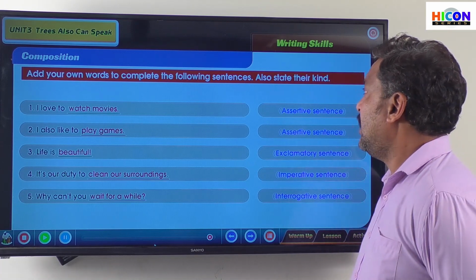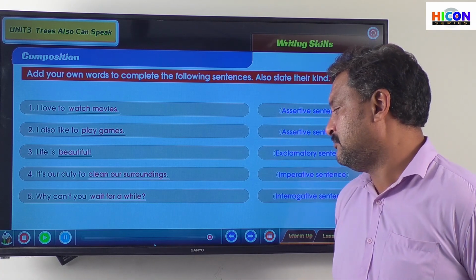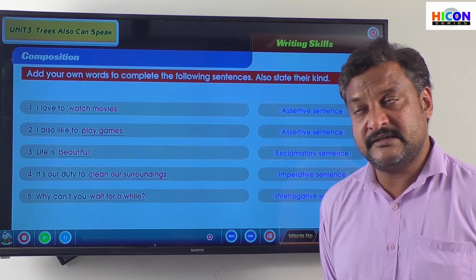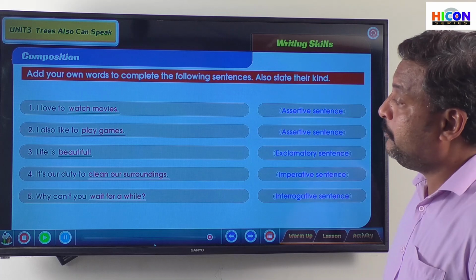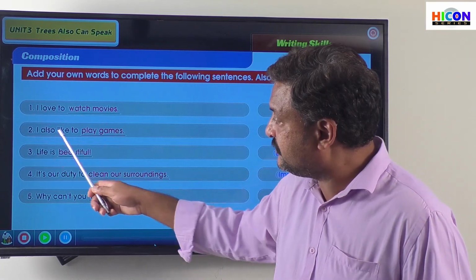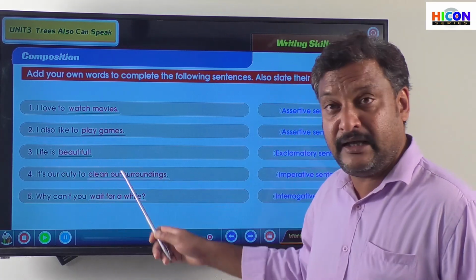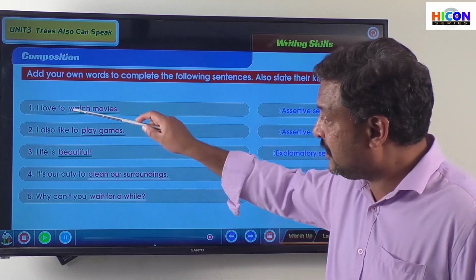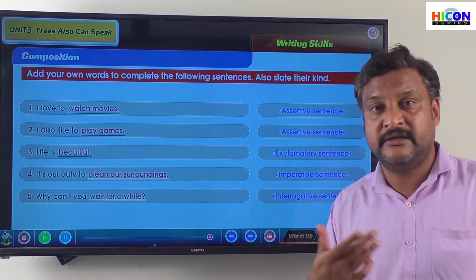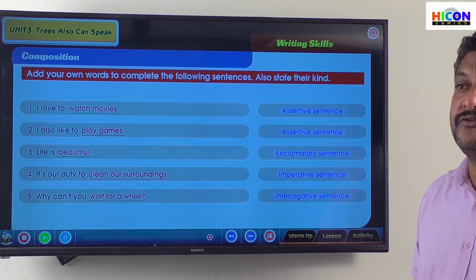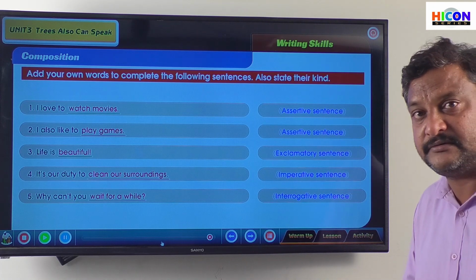Clear? So, I'll keep this screen the same for another minute for you so that you can read the questions, read the statements given here and copy only this part of the sentences, okay? Not the underlined part. Those areas without the underline, you can copy down in your notebook and complete that with your own wordings, okay? Right.